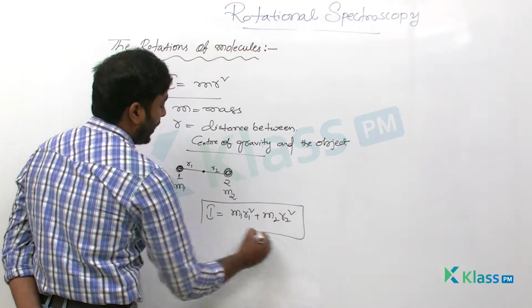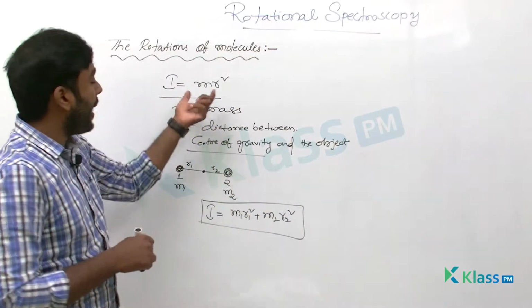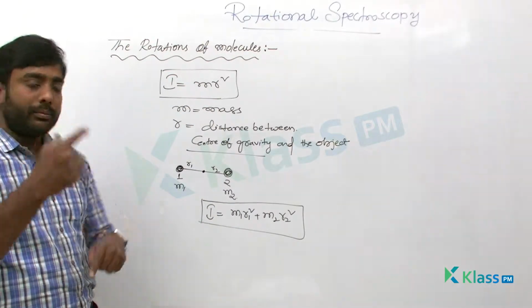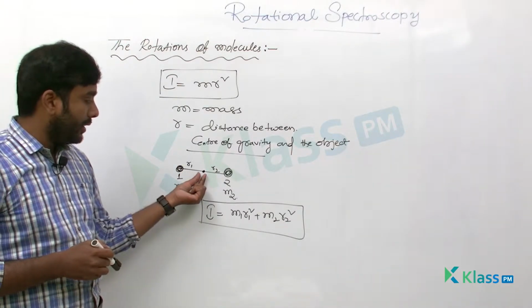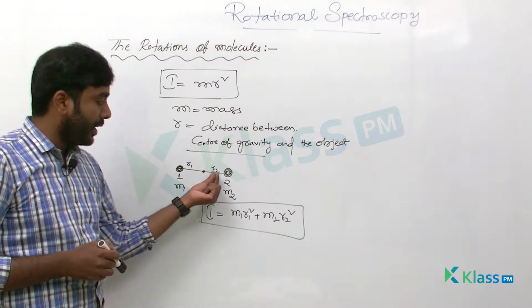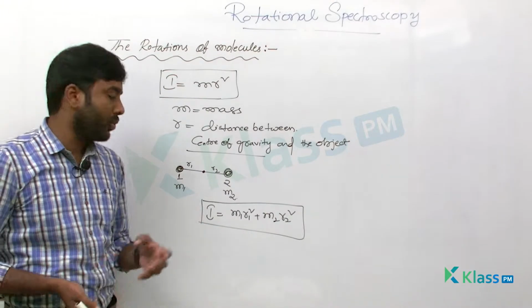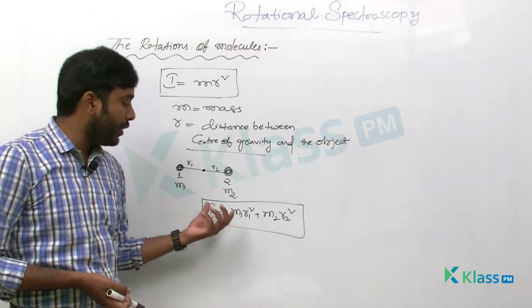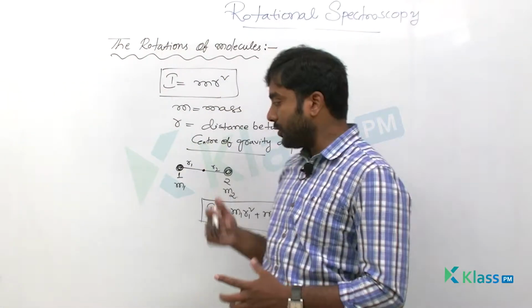So there are two ways you can give it. If only a single particle is present, it is simply m r square. If two particles are rotating which are in a bond, the distance from the center of gravity to one particle is r1, the distance to the other particle is r2, and the masses of the two particles are m1 and m2. Then the moment of inertia of this molecule is equal to m1 r1 square plus m2 r2 square. This is the way you can do it.